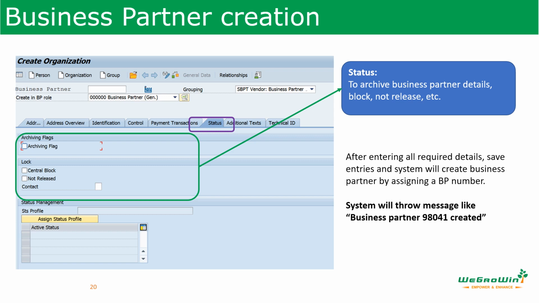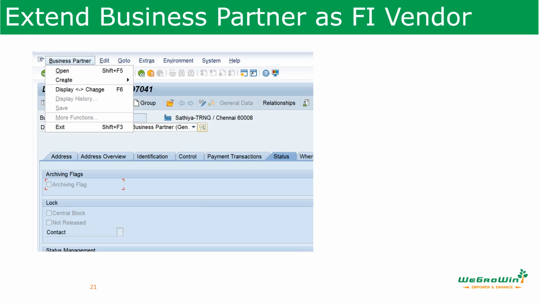After maintaining all the necessary details for a business partner, save your entries. The system will create the business partner by assigning it a number. Like this, we get the message business partner 98041 created. After completing general data, next we need to extend business partners as FI vendors.